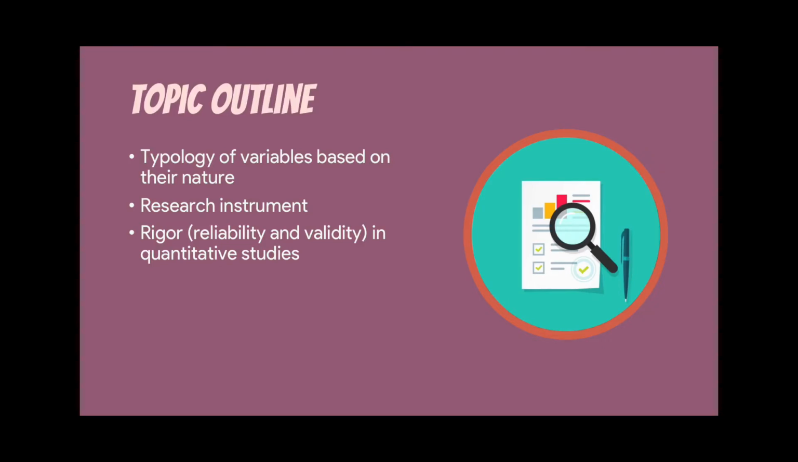So we'll talk about the typology of variables: outside, independent, dependent, moderating, and mediating variables. And then we'll talk about the research instrument, which is another very important part of designing and planning your research methodology. And also we're going to be talking about rigor, meaning the quality and the truthfulness of a quantitative research based on its methodologic design. We'll talk about reliability and validity in quantitative studies.